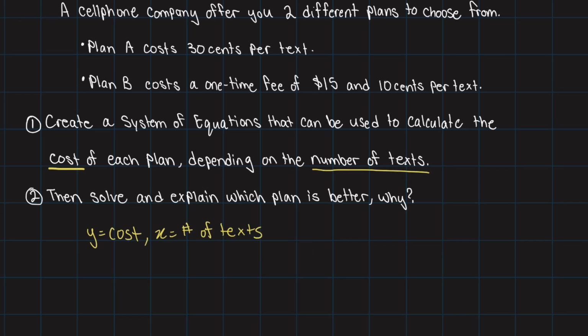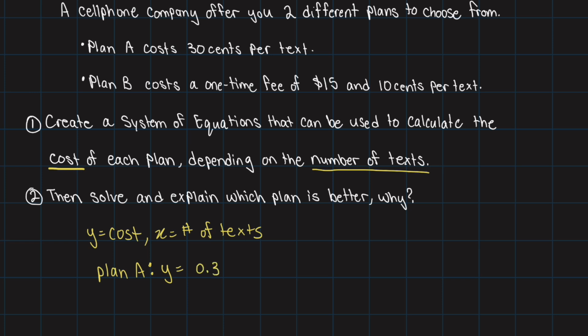Now we have to look at each plan, okay? So let's start with plan A. We are creating a system that can be used to calculate the cost, which means it will be y equals, like the cost equals. And plan A says 30 cents per text, which means we obviously want our answer in dollars, because cents would be kind of insane. We would end up with like a million billion cents and have to convert that into dollars, right? So let's just choose to work with dollars instead of cents. So 30 cents in dollars is 0.3.